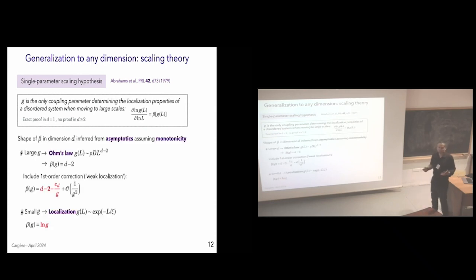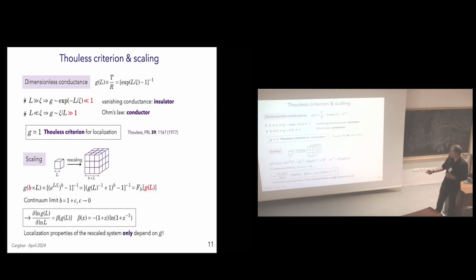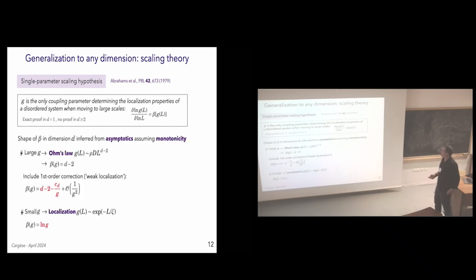So what they did first is to infer the shape of beta. The shape of beta, actually, I gave it before in one dimension. It's actually this function. It can be derived from this relation. But in 2D and 3D, it's not known in general. There's no prediction. However, you can infer the shape from its asymptotics, simply because at large G, according to the Thouless criterion I presented before, your sample should be diffusive. And so you should have Ohm's law for the conductance, and therefore the beta function should converge to d minus 2 at large G.